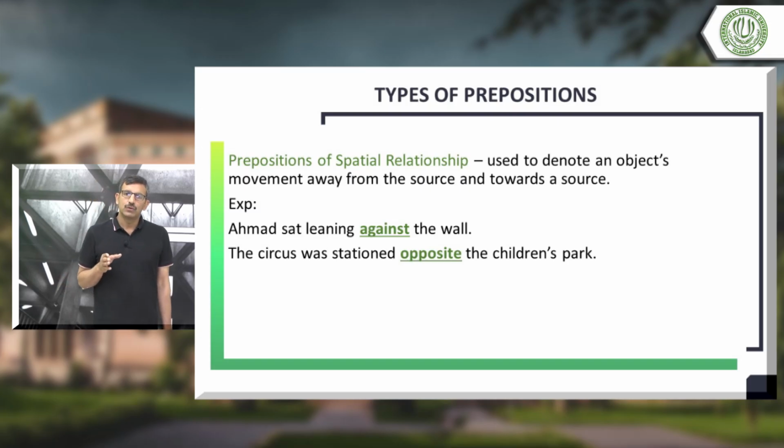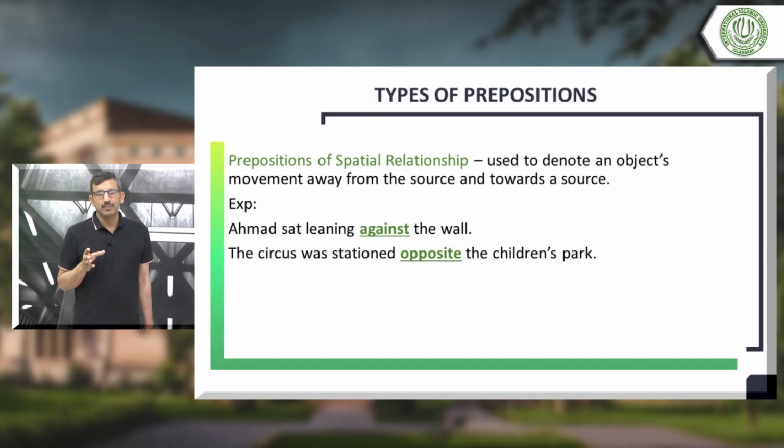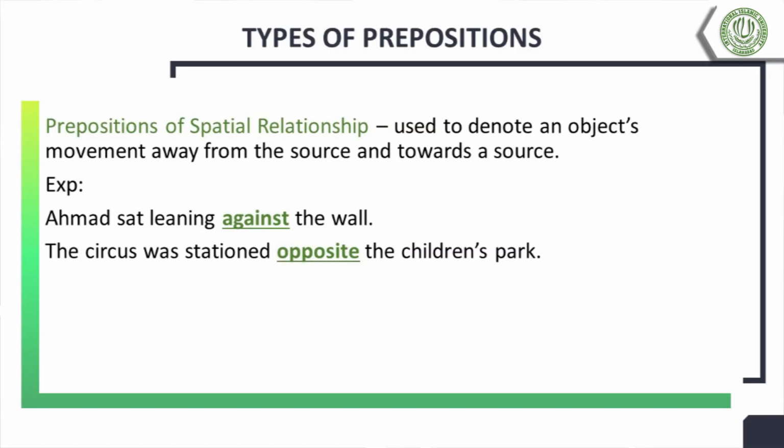These are used to denote an object's movement away from the source and towards the source. For example, Ahmed sat leaning against the wall. The circus was stationed opposite the children's park. So, against and opposite, these prepositions tell about the spatial relationship.